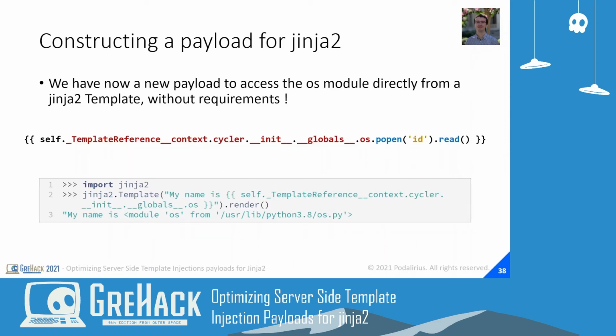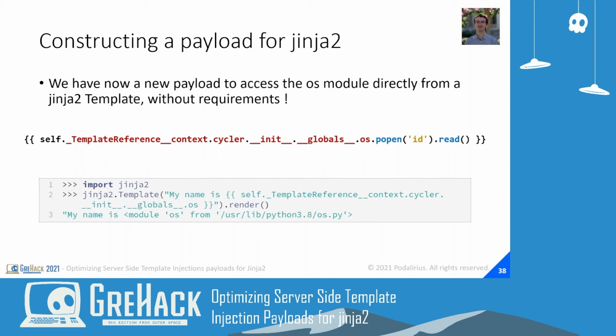We now have a new payload to access the OS module directly from a jinja2 template, and this without requirements. This payload is shorter than the Agenter payload, and most notably, there are fewer special characters in it, so it will be simpler to use if there are filters in place. Also, as you can see, it's context-free, meaning it works even if the .render function is completely empty.